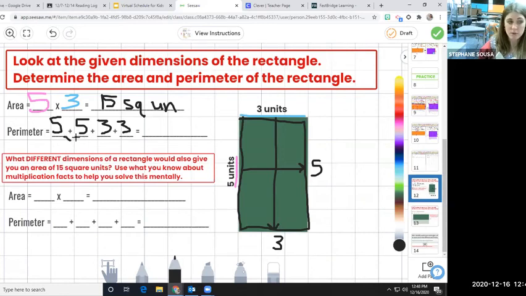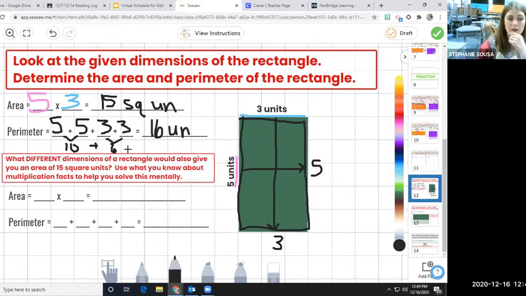5 plus 5, this is quick mental math for me, that's 10. 3 plus 3 is 6. Oops, made a mistake. So my perimeter is 10 plus 6, which is 16 units. Any questions on how we found those areas or perimeters?